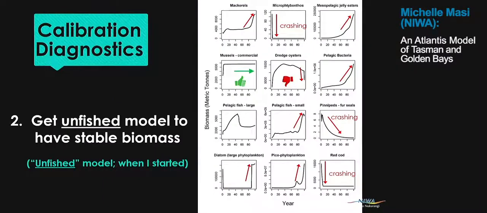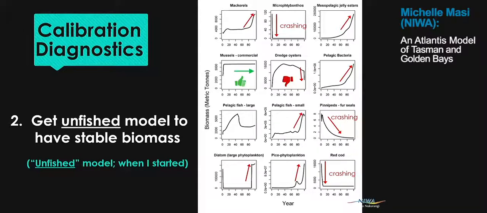So back when I started, the model looked something like this. And this is, again, the unfished version of the model. So the only thing that you have going on here really is your ecological interactions, your species interactions. So you'd expect that you could get these groups to stabilize, meaning that there's not too much predation pressure on them and there's enough food that they can survive.